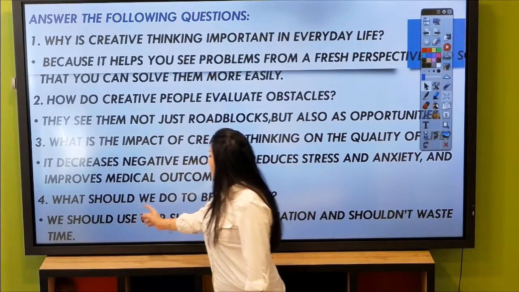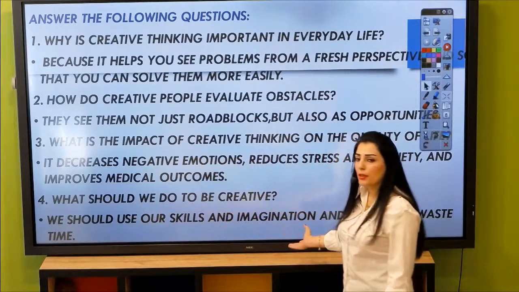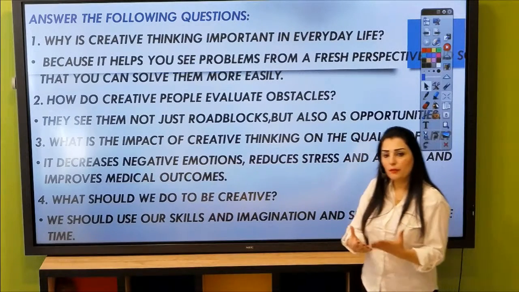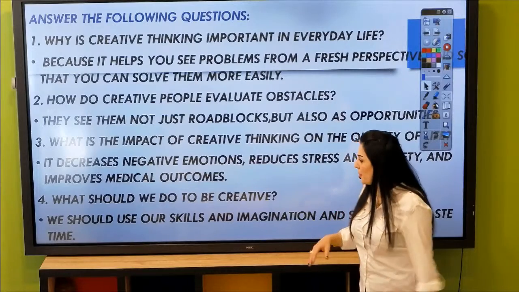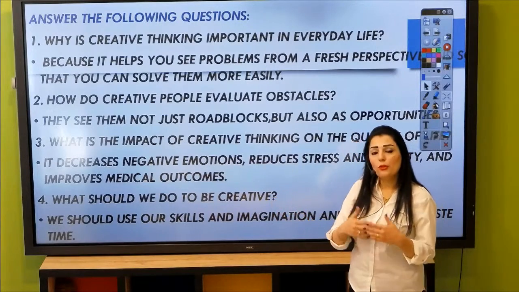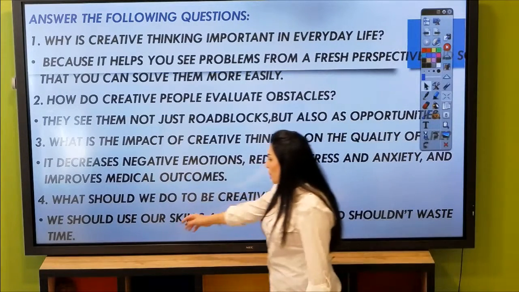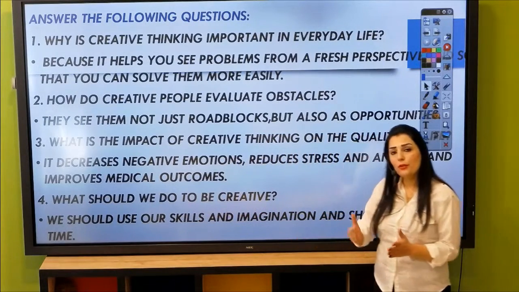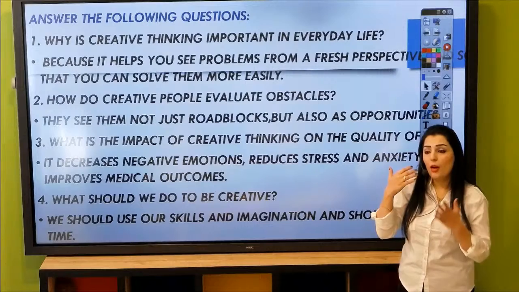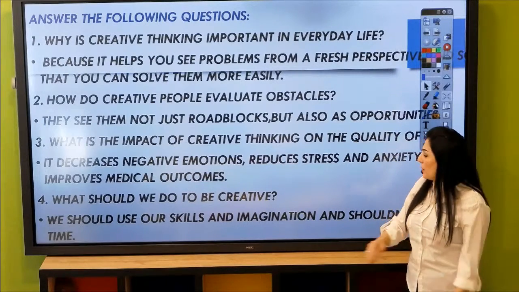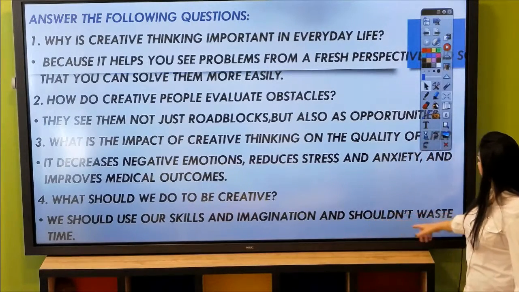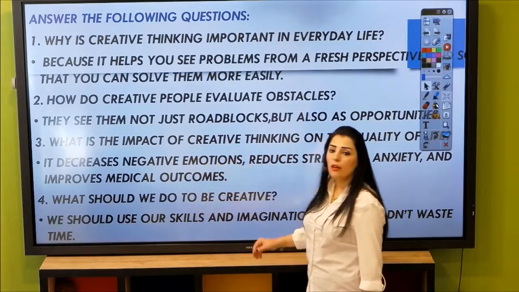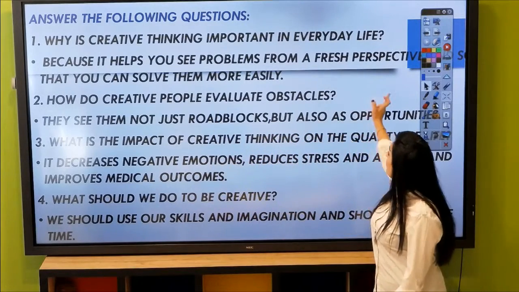Question 4, what should we do to be creative? So everyone has creativity inside. So what should we do to improve it? We should use our skills and imagination. So we have to use our ideas, our imagination, our skills, and improve ourselves. We shouldn't waste our time. Okay? So we have a lot of ideas about creativity.